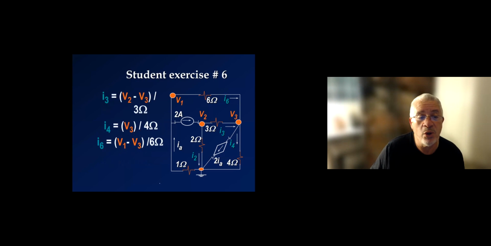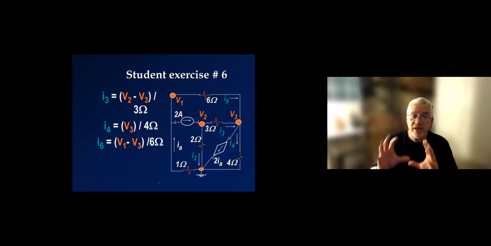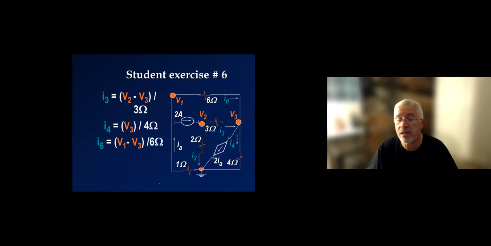And then I'm going to go for I3 the same way. I3 is V2 minus V3 divided by 3 ohms. I4 is V3 minus 0 divided by 4. And I6 is V1 minus V3 divided by 6. So I'm going to take those equations and put them into the three KCL equations. Often you have to put them under the same denominator so that you can collect terms, so that you have three equations in terms of V1, V2, and V3.